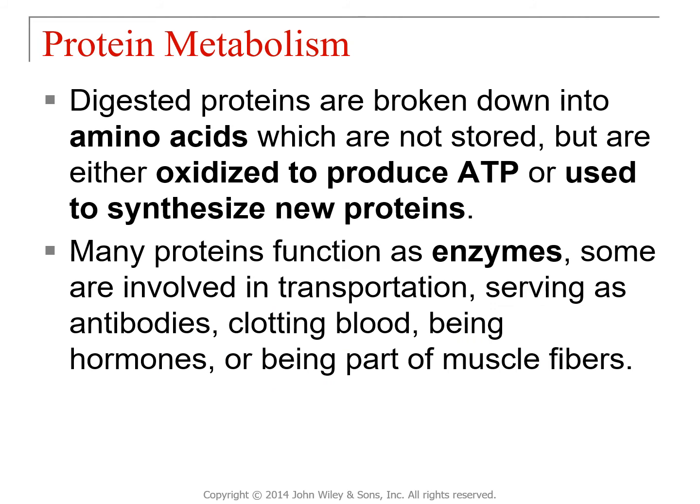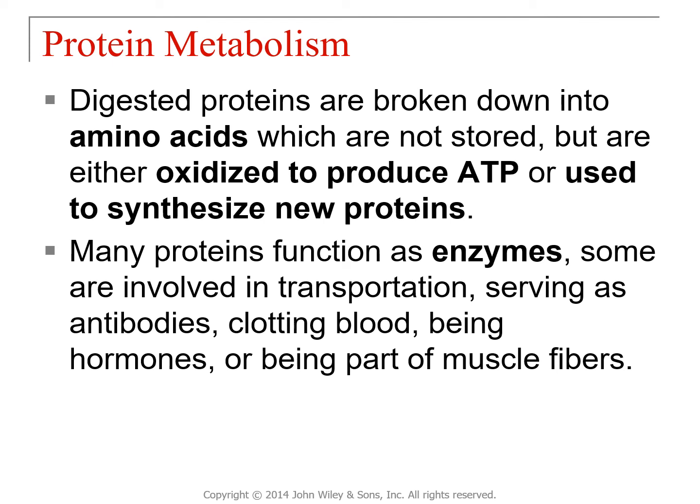Let's move on to proteins. When proteins are digested, they are broken down into their units called amino acids, which are absorbed. Amino acids can be oxidized to produce ATP or can be synthesized to make new proteins, which is the main purpose of amino acids in your diet. Okay, so remember that amino acids are only used for energy under extreme conditions.